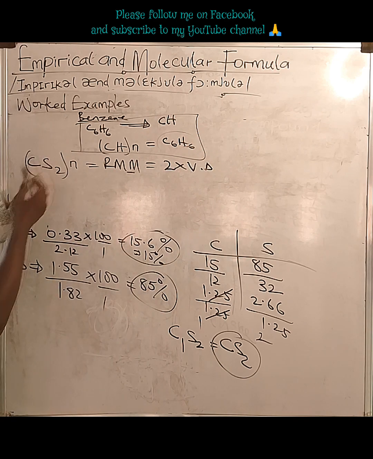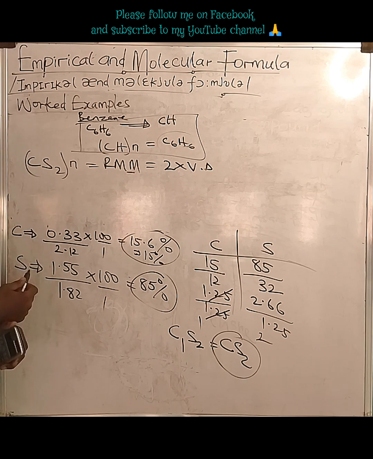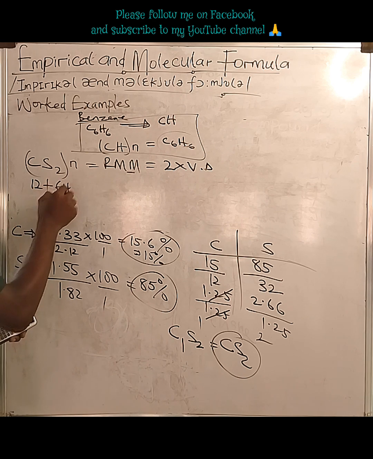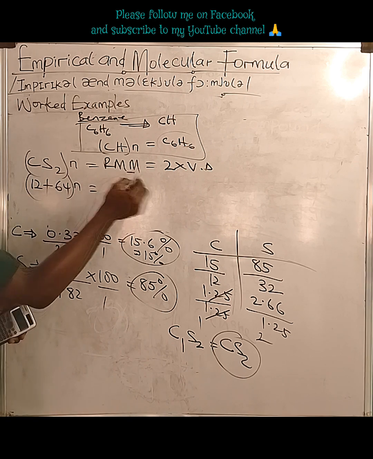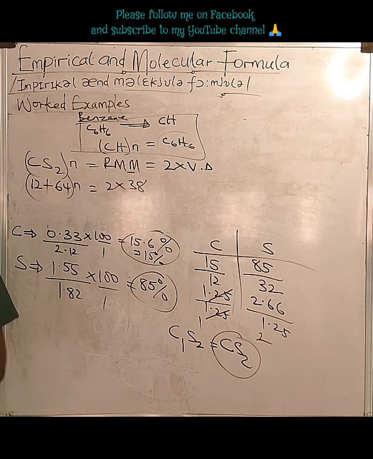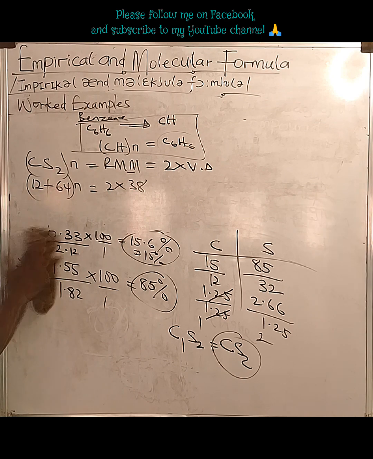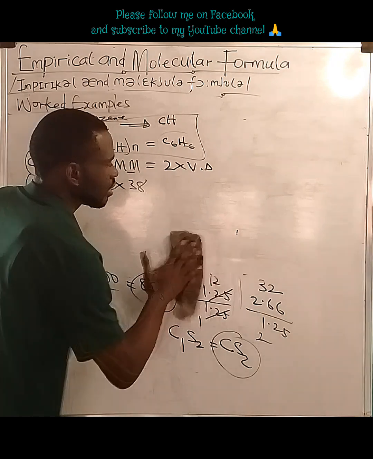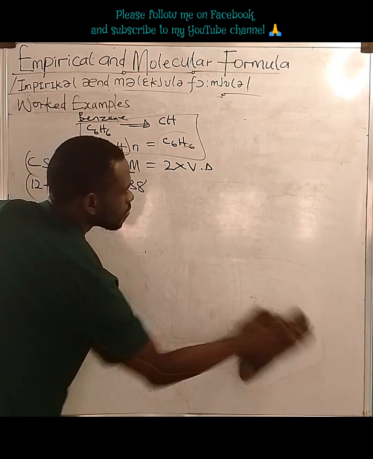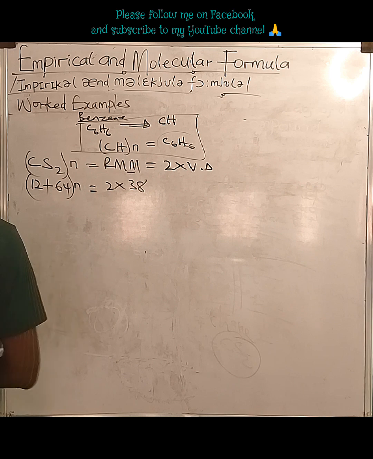So now let's open up this. Carbon is 12. 12 times 1 is 12. Sulfur is 32. 32 times 2 will give us 64. And then 2 times vapor density, 2 times 38. So what do we have?